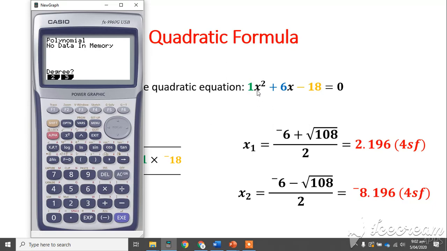And because it's an x squared, there are two solutions. We want a degree of 2. Now, all we need to do is type in the values of a, b, and c. We've worked out that a is 1, b is 6. Remember, we enter 6, then we push the execute button to enter it in, and c is negative 18. So let me type negative 18 and push execute. Now, we just need to go up to our solve button, which is F1, and we push F1 to solve it, and you can see there are the two solutions that we came up with the manual way.